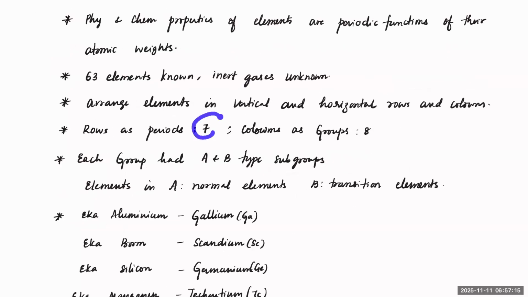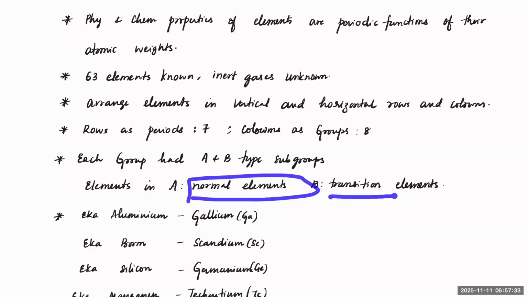So you can see there are 7 periods, which we call rows, and there are 8 columns as per Mendeleev's periodic table. Within each group or column, you had a subgroup A and B. Elements in A are called normal elements. Elements in B are called transition elements.